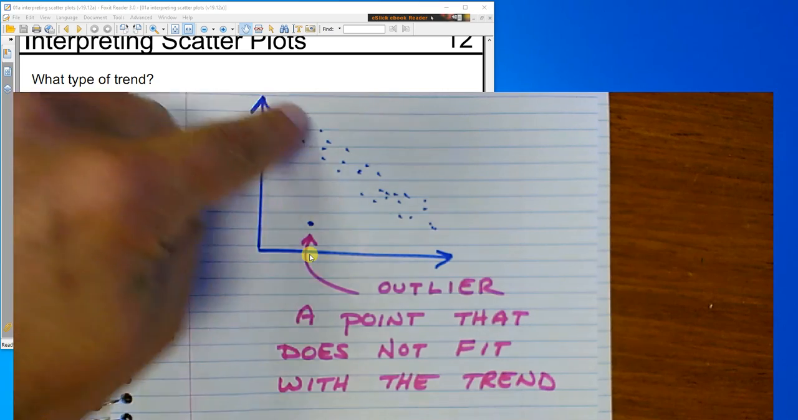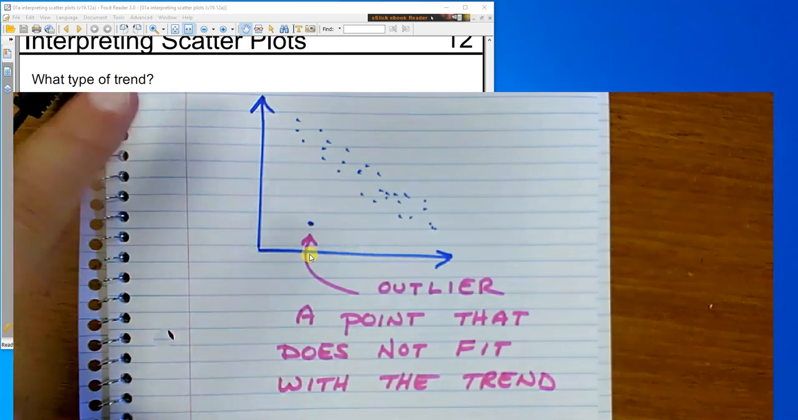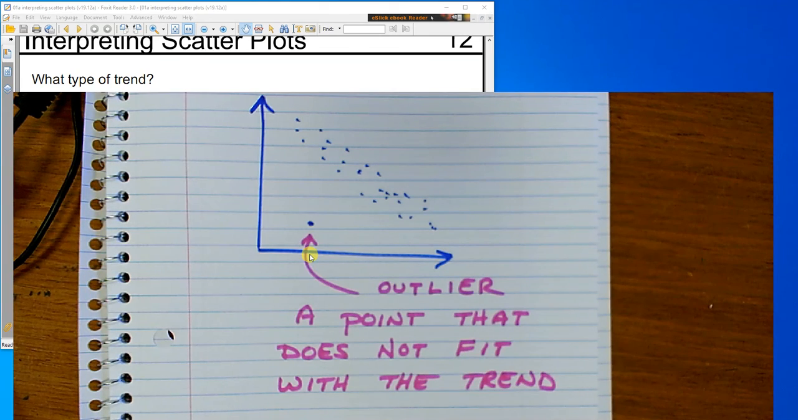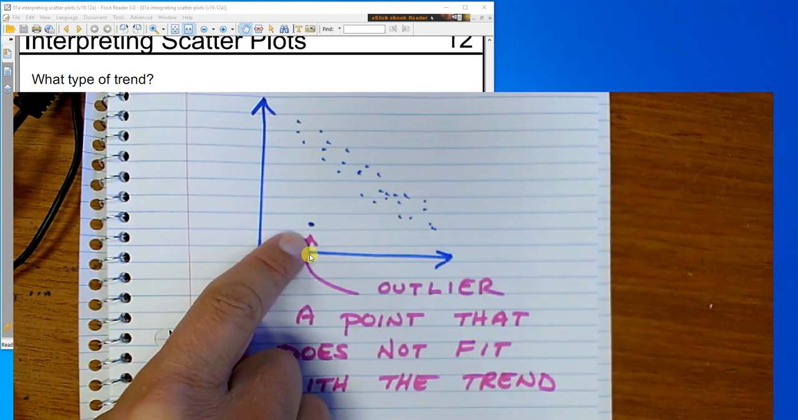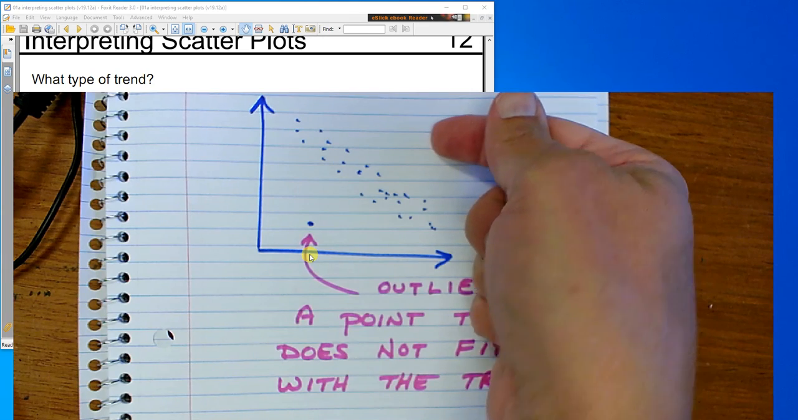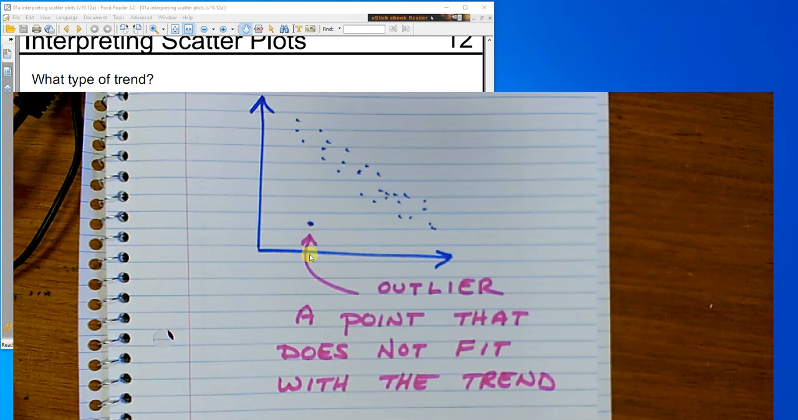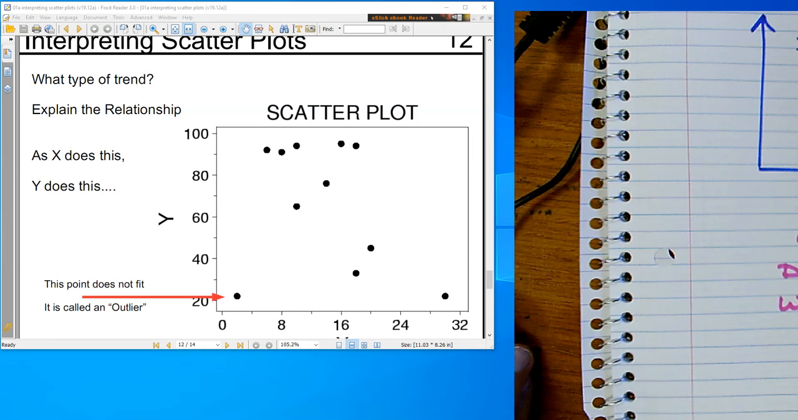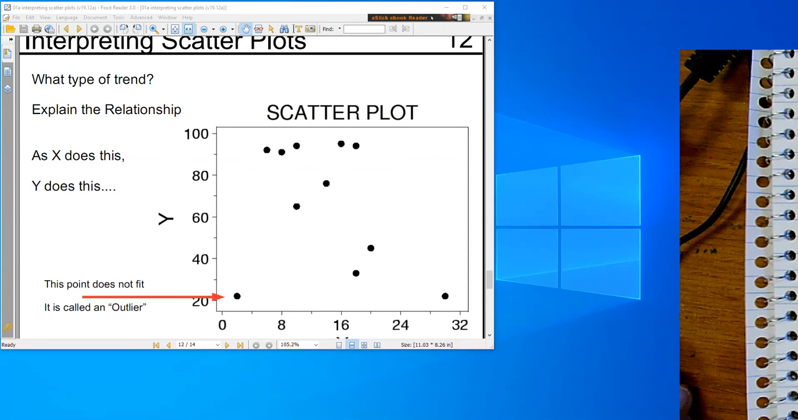So if this is a negative trend and I've got some point that just totally doesn't belong with the trend, that is called an outlier. Doesn't always have to be below. I could have an outlier above, left or right of it, but it's that one point that doesn't seem to fit in. So when I look at this, I think this is probably showing a negative trend. My best estimate is kind of something like that. And this guy over here is an outlier.